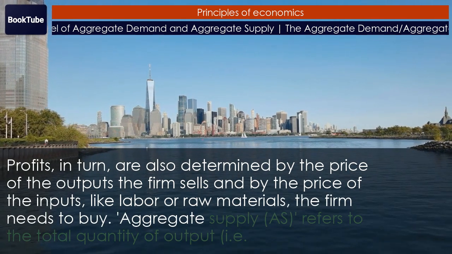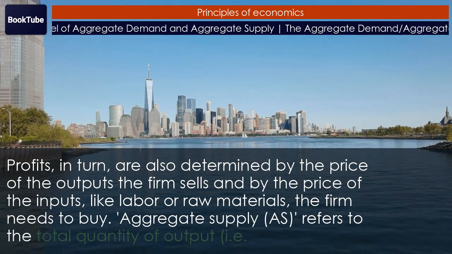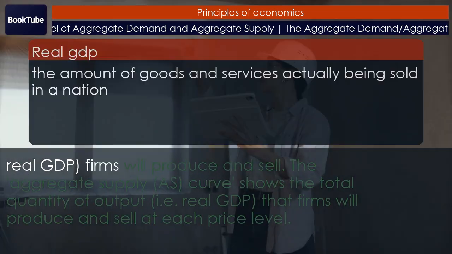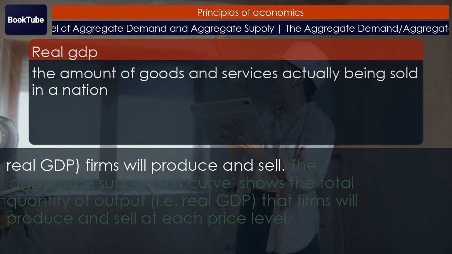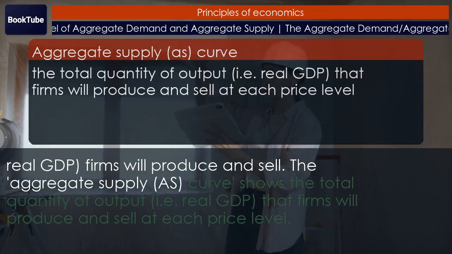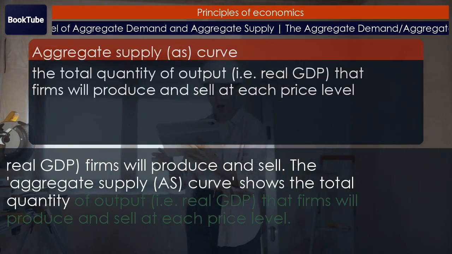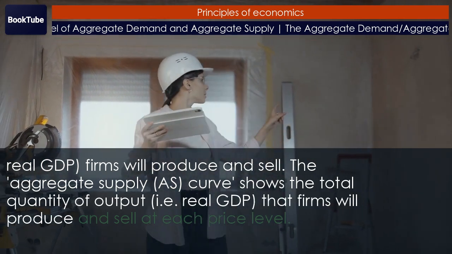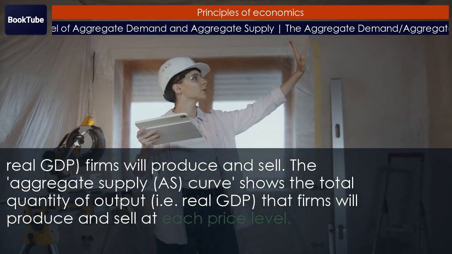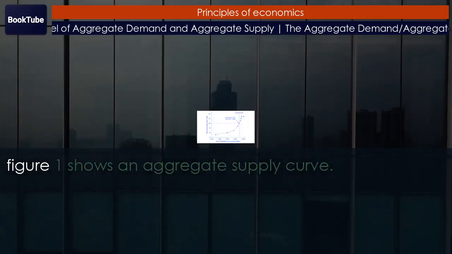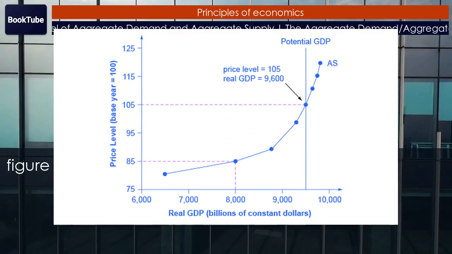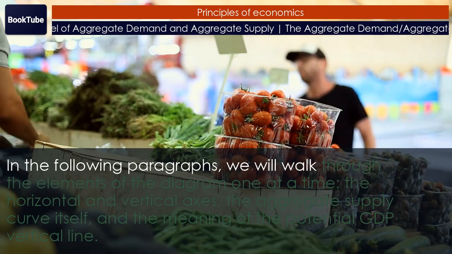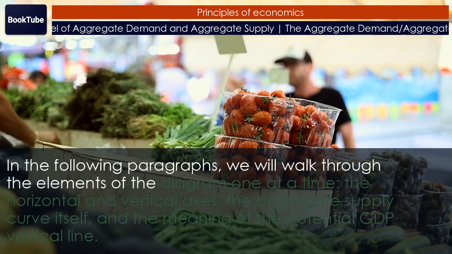Aggregate supply, AS, refers to the total quantity of output, i.e., real GDP, firms will produce and sell. The aggregate supply, AS, curve shows the total quantity of output, i.e., real GDP, that firms will produce and sell at each price level. Figure 1 shows an aggregate supply curve. In the following paragraphs, we will walk through the elements of the diagram one at a time.